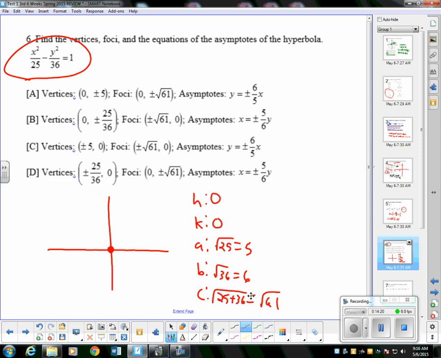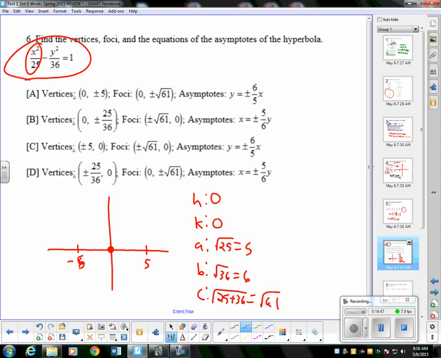Because now we need to, if you remember, we have to do a box. We know we're going to go 5 and 6 units around this hyperbola. The question is, is it 5 units to the right or left, or 5 units up and down? That's dictated by where the x is. The 25 is under the x, so I need to go 5 units to the right, 5 units to the left. That's a 5, not a 6.